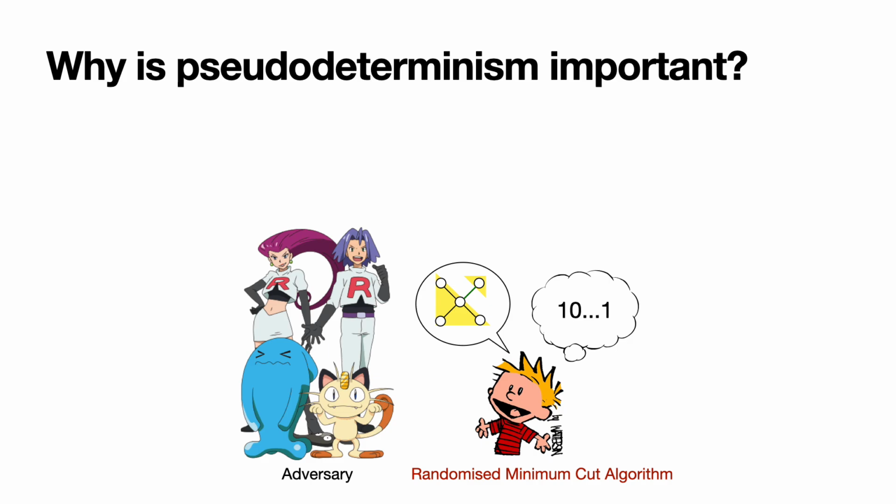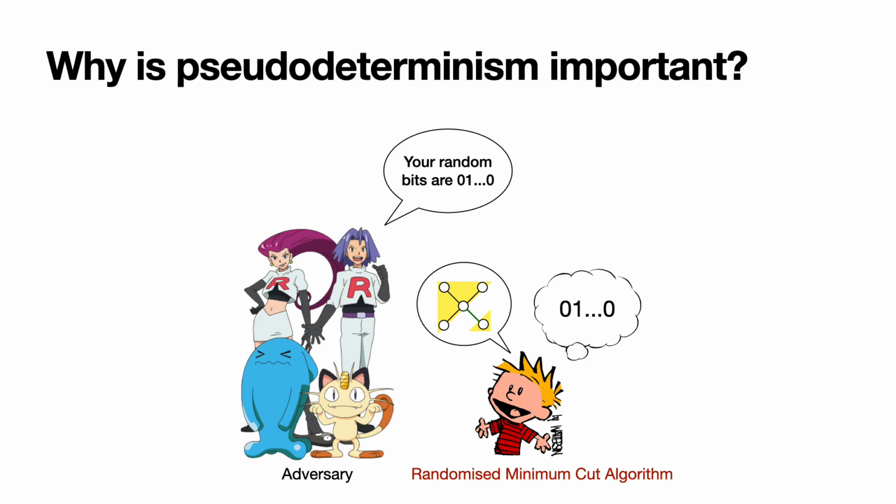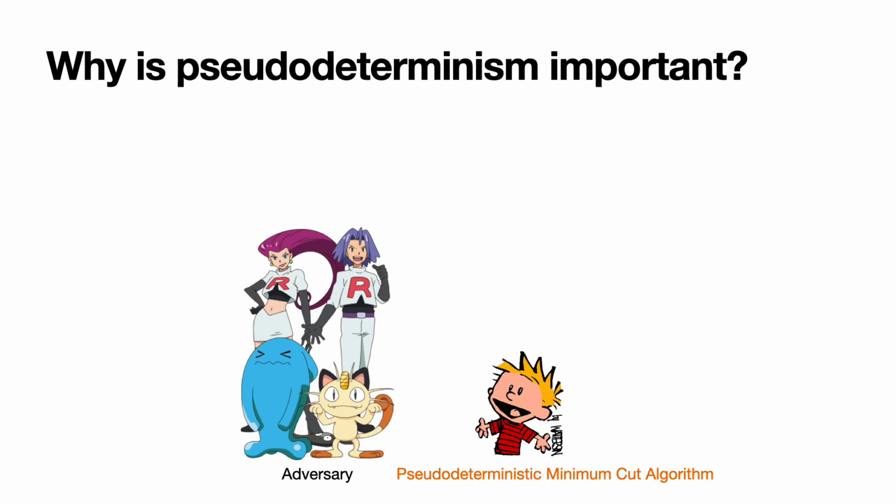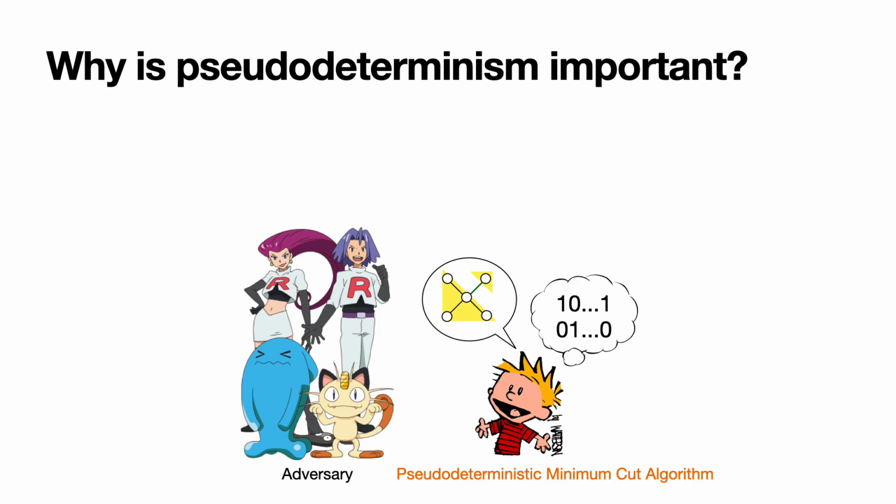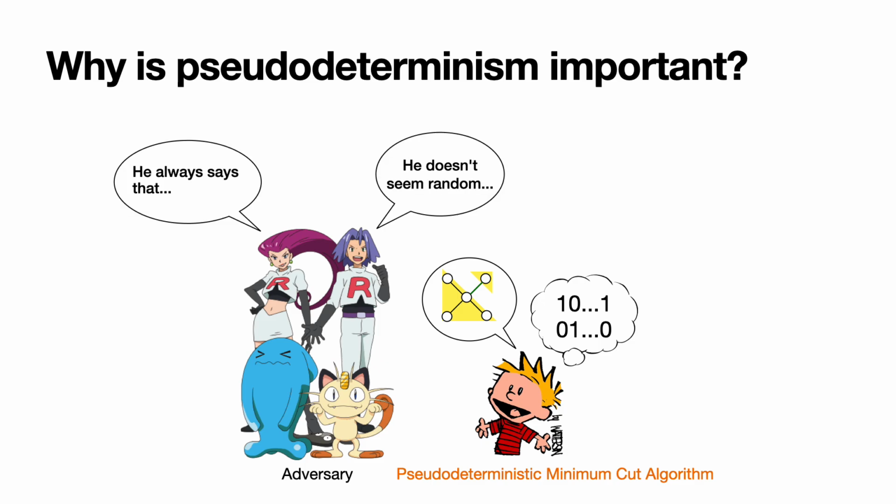Now Team Rocket can essentially see the minimum cut and guess what Calvin's random bits are, right? Because if Calvin now thinks of some different random bits, then he's going to output a different minimum cut, right? So the cut that Calvin outputs reveals a lot about his random bits. If Calvin was instead pseudo-deterministic, then it doesn't matter what random bits he's thinking of, he always outputs the same minimum cut, right? And so Team Rocket can't figure out anything from his answers.